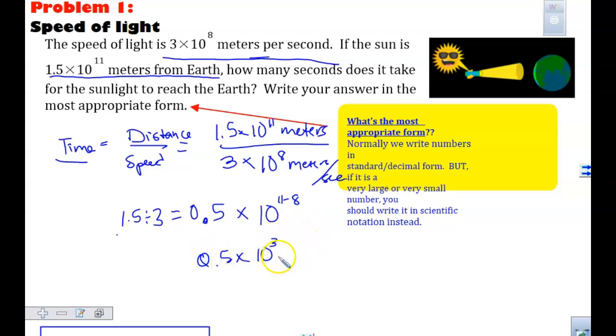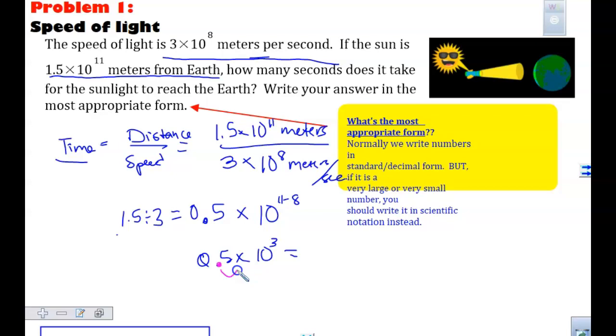Now, first off, this is in scientific notation. If I wanted it in standard form, how many places should I move my decimal? If I was asking you this on the quiz, 0.5 times 10 to the 3, if I wanted it in standard form, I would be looking at it being what number?